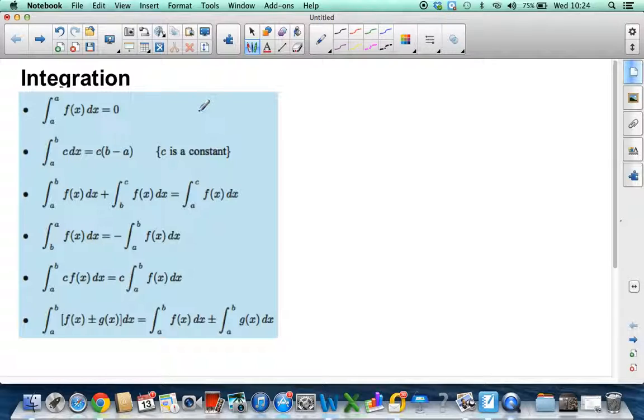So if we look at this first one here, it basically says the integral from a to a of f of x dx equals 0. That's basically saying that if I have a graph and a function on my graph, and I want to go from a to a, that's just going to be a straight line, and the area of that straight line is going to equal zero.